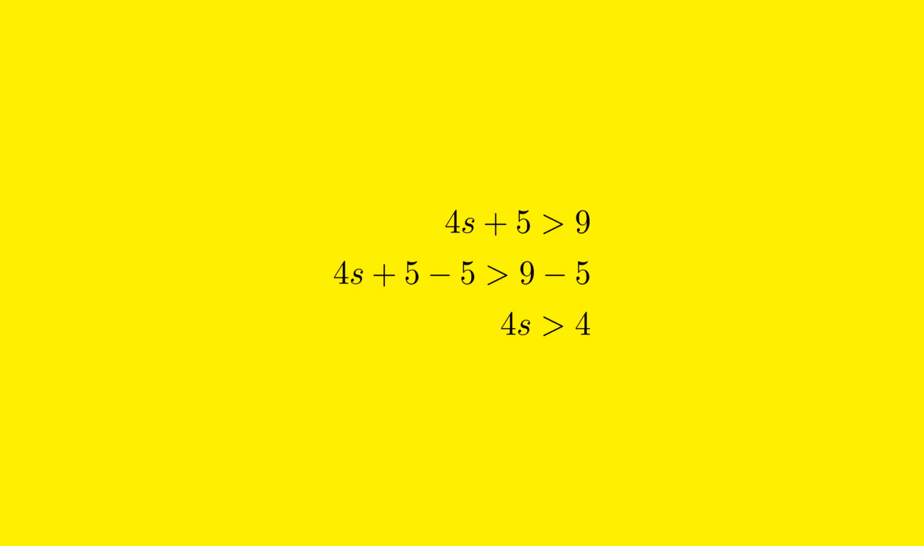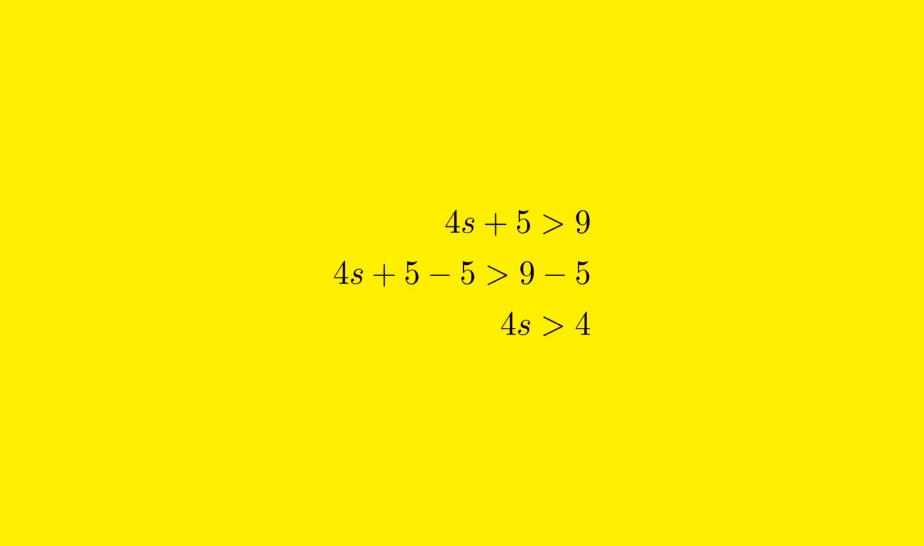We begin with the inequality 4s + 5 > 9. Our goal in this step is to isolate the variable on one side of the inequality. To do this, we want to eliminate the constant term on the same side as the variable. Here, the constant term is 5. According to the rules of algebra, we can subtract the same number from both sides of the inequality without changing its direction. So we subtract 5 from both sides.